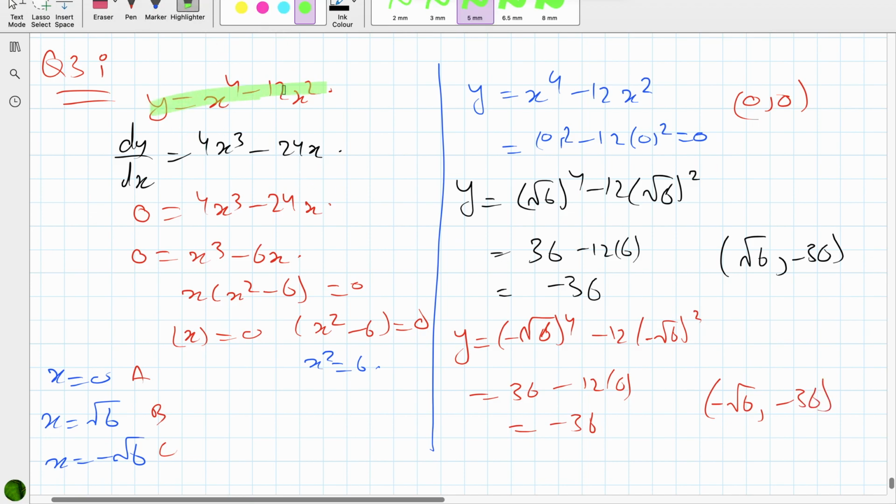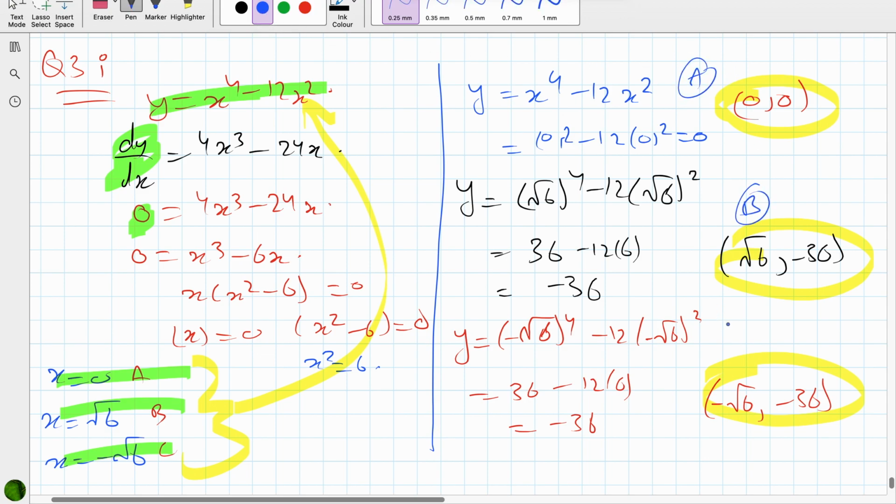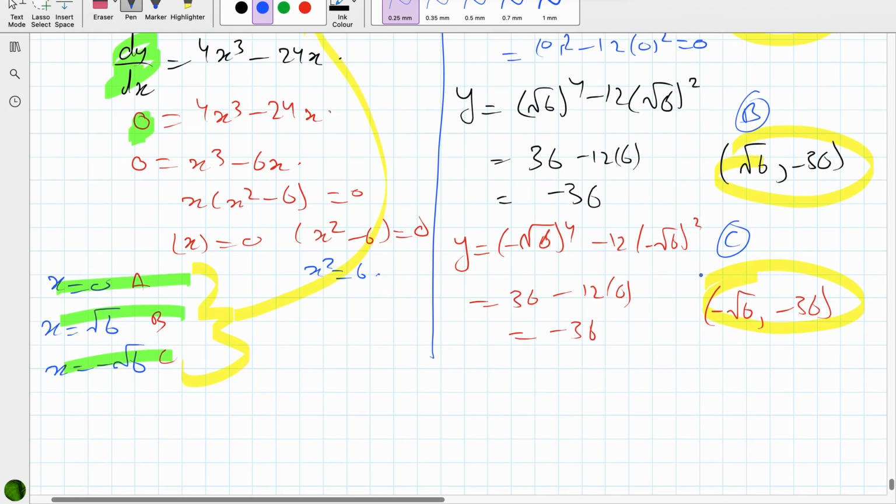Step 1. Copied the question. dy by dx equal to 0. Found the 3 values of x. Step 2. Substitute these values in the main equation to get coordinates 1, 2 and 3. Now we know the coordinates, but we need to tell if A, B and C are maximum or minimum. So what will we do? We'll copy dy by dx and go for the double derivative.